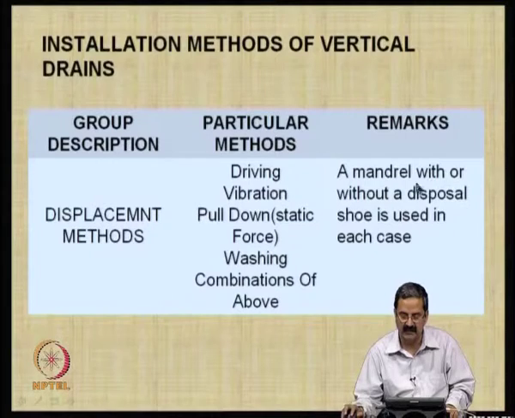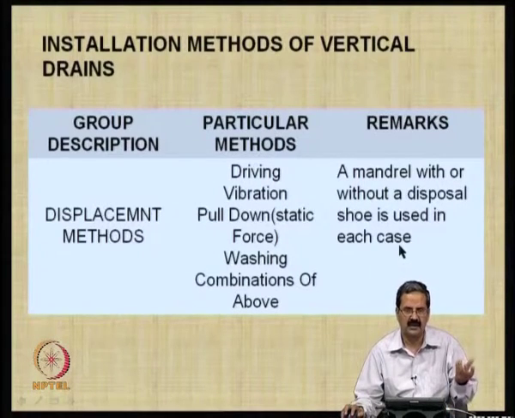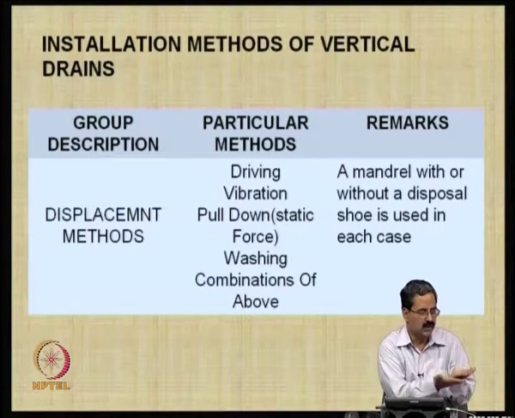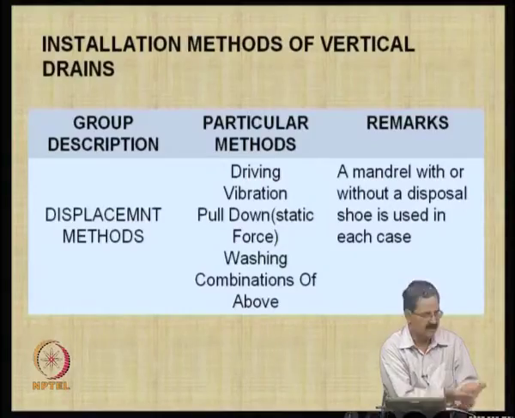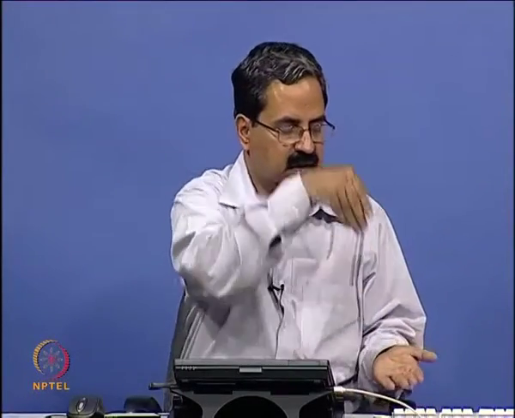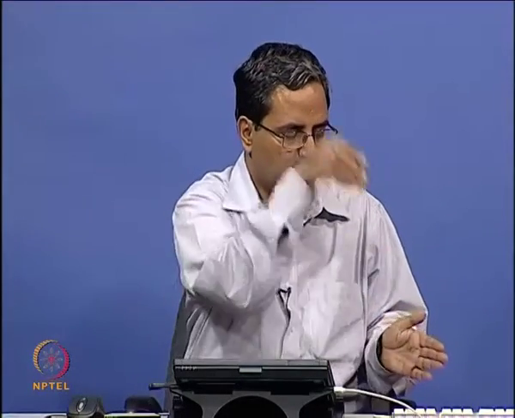A mandrel with or without a disposable shoe is used in each case, like I showed you in one of the earlier photos where you have a simple shoe. It reaches the required depth, and once you want to remove it, it opens up like that. So it stays there. That is a very interesting thing: when you try to withdraw, it opens up and forms a shoe just at the bottom, at the required depth.